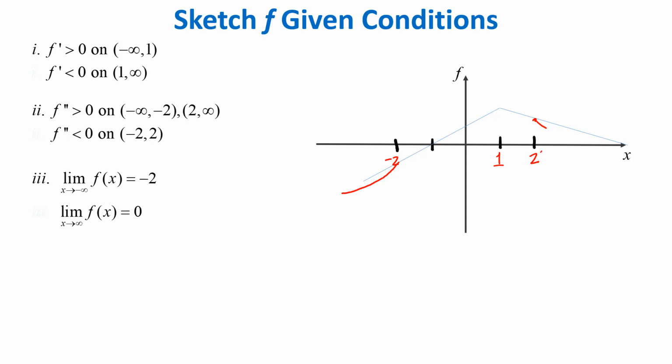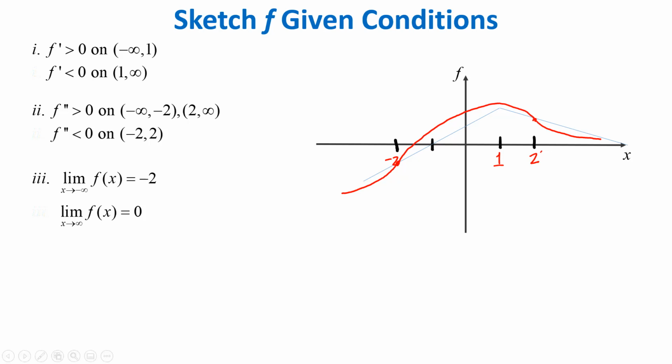2, negative, and decreasing would look like that. And it's concave down between -2 and 2. Let me draw the inflection point here. So then from -2 to 1, it's going to be increasing and concave down. And then from 1 to 2, it's still going to be concave down, but now it starts decreasing.